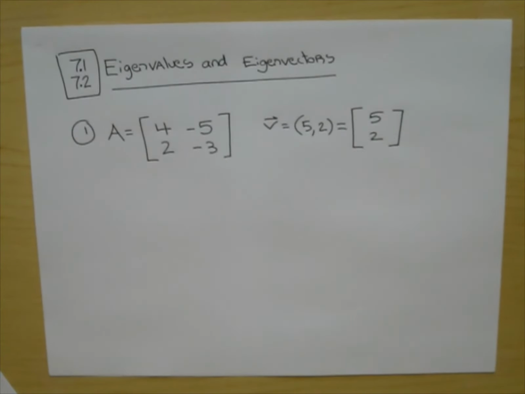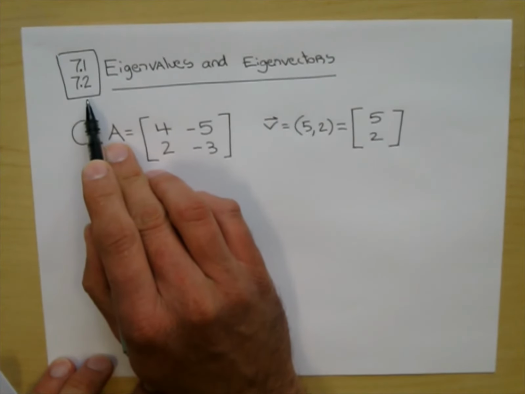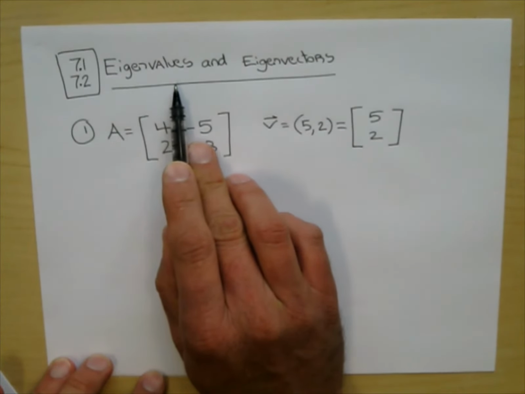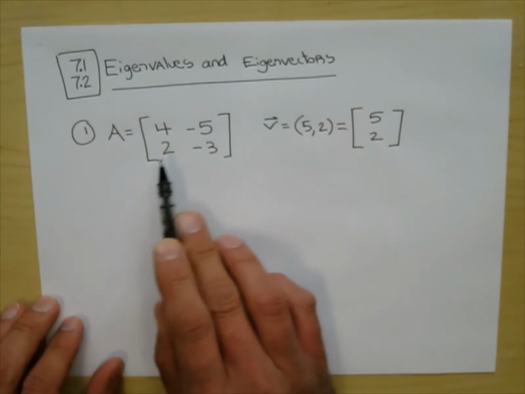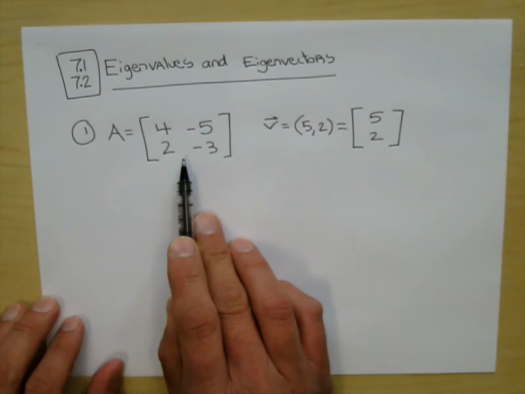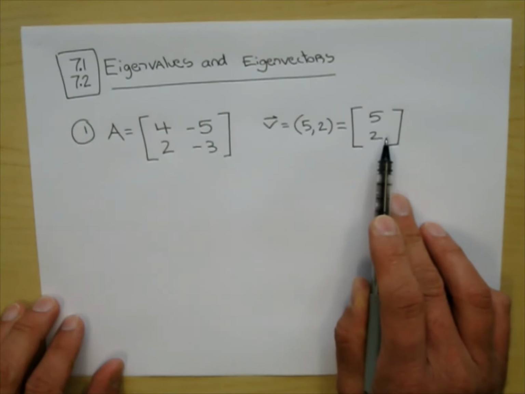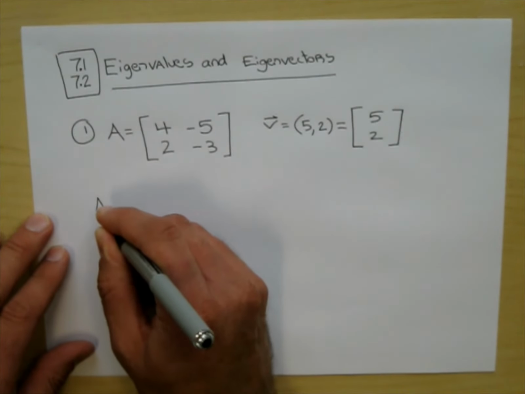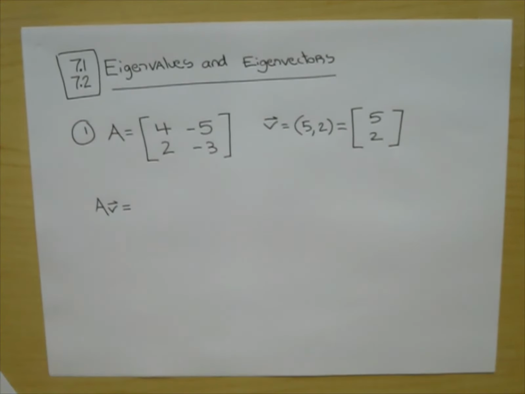I'm Joe Vasta, and we are going to cover section 7.1 and 7.2, all kind of at the same time. This is called Eigenvalues and Eigenvectors. So we start off with a matrix A and a vector V, which is also a matrix. So what I want us to do is to multiply these guys together. And that's what we're going to do. So let's multiply them together.